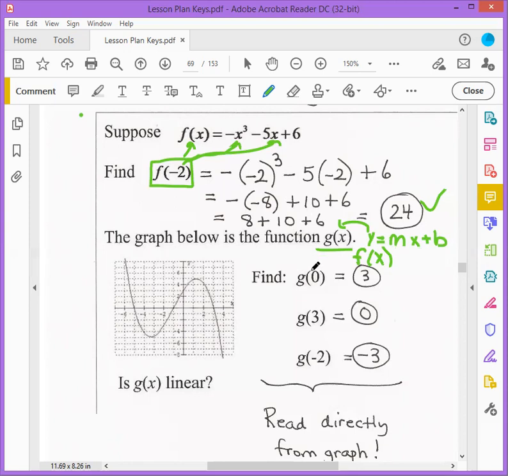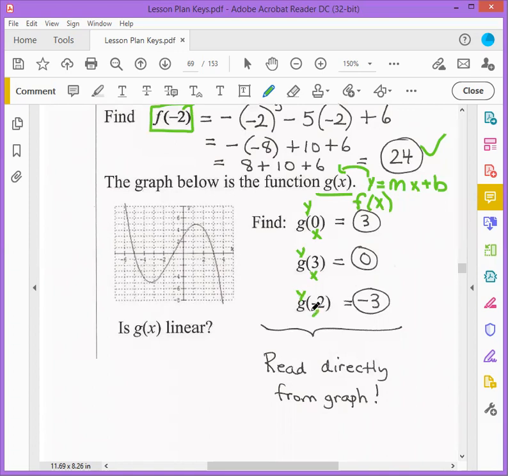In this case, we're using g of 0. So we're really asking for the value of y, g of 0. What is that y coordinate when we're given 0 as our x coordinate? For the second example, g of 3, what is the y coordinate when we're given 3 as our x coordinate? And then the last one, what is the value of y when we're given negative 2 as the x coordinate? So we'll look at this graph.